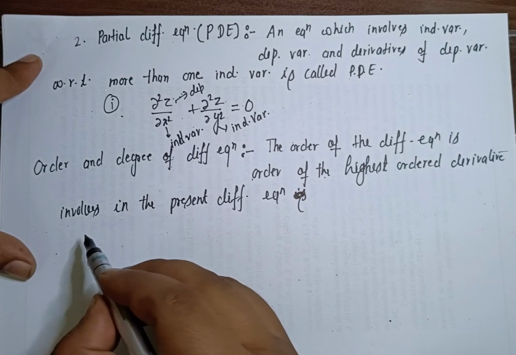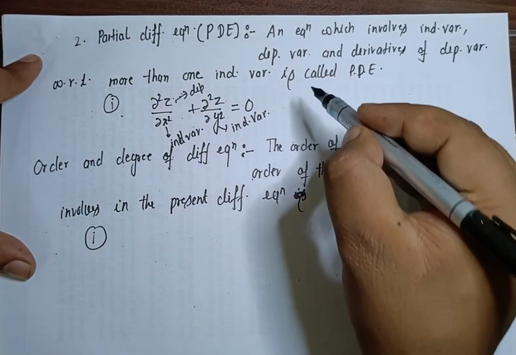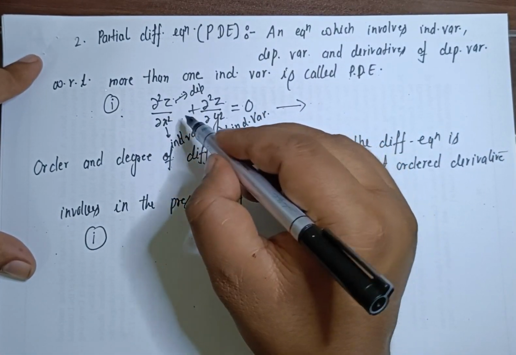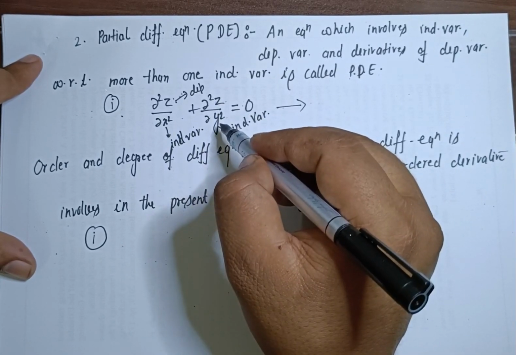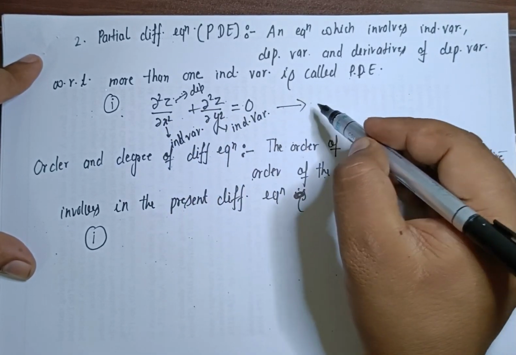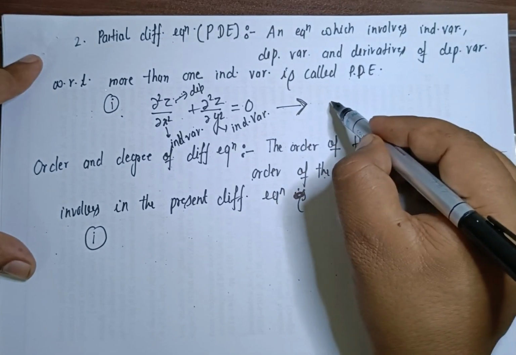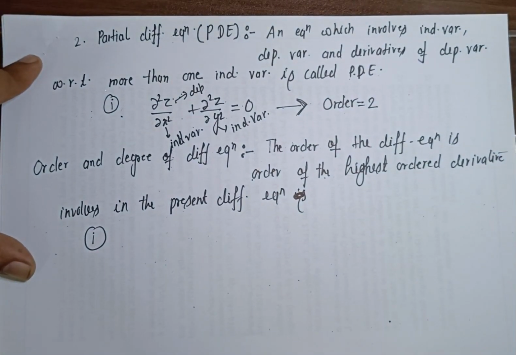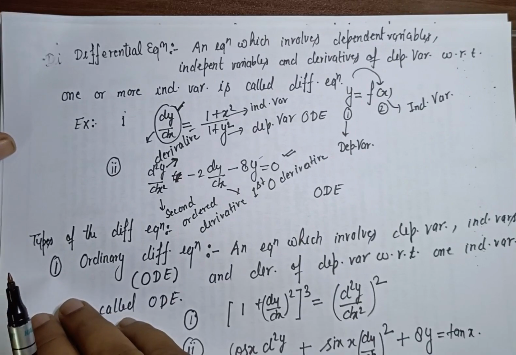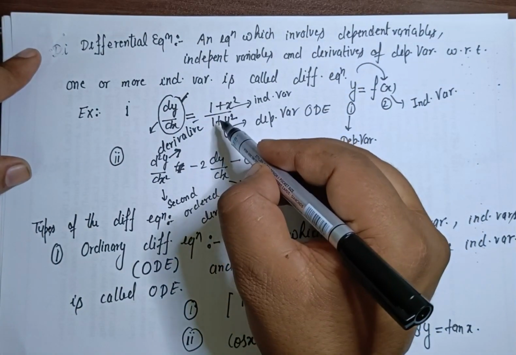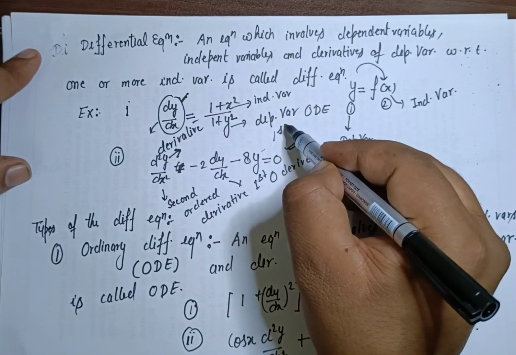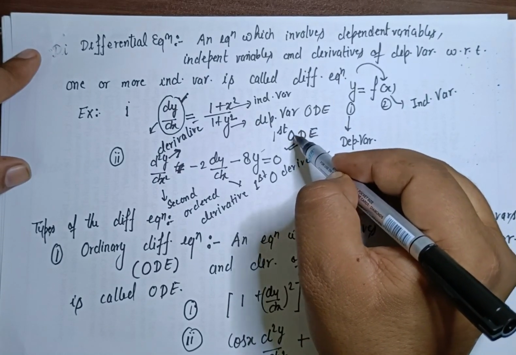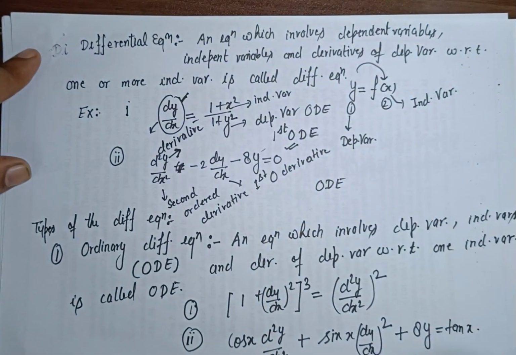For example, if I take this, what about this? Here two derivatives are involved, with respect to x and with respect to y. So there is a second derivative involved. So the order of this differential equation is 2. In the previous example, the order is obviously 1. It is a first order differential equation, and you will say first order ordinary differential equation.